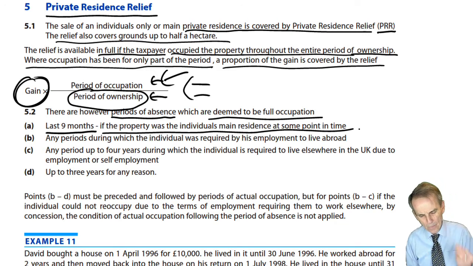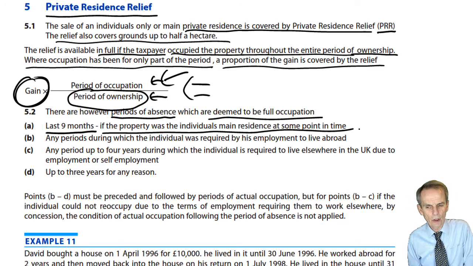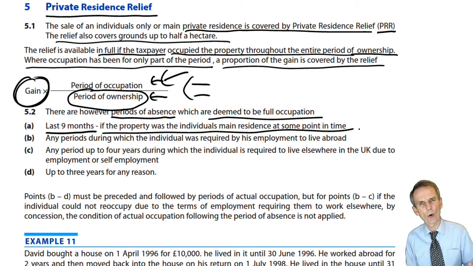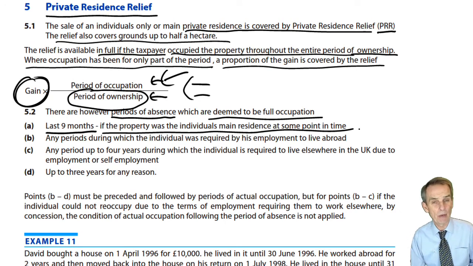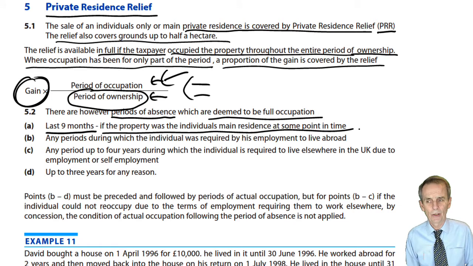The only other main reasons for which there will be deemed occupation, and these are the big ones in terms of allowability, will be: why would you leave your property? It's your house, it's where you live. Why would you leave that property and yet still keep ownership of it? And the main reason that we get as an answer to that is because of work. You are required to go and work elsewhere.